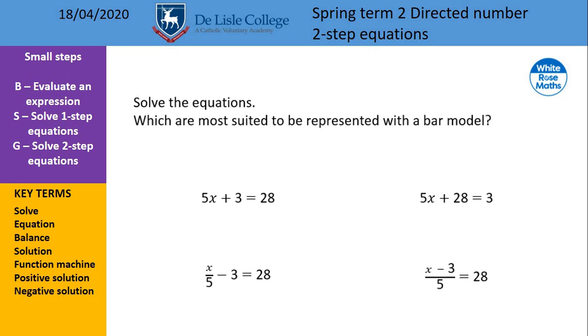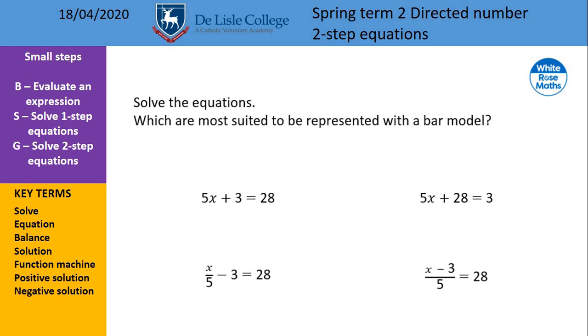Okay, so looking at some answers. On the first one, 5x plus 3 equals 28, we'd minus 3 from both sides, so 5x equals 25. Then divide by 5 and get x equals 5. On the second one, 5x plus 28 equals 3, we'd minus 28 from both sides, 5x equals minus 25. Divide by 5, x equals minus 5.